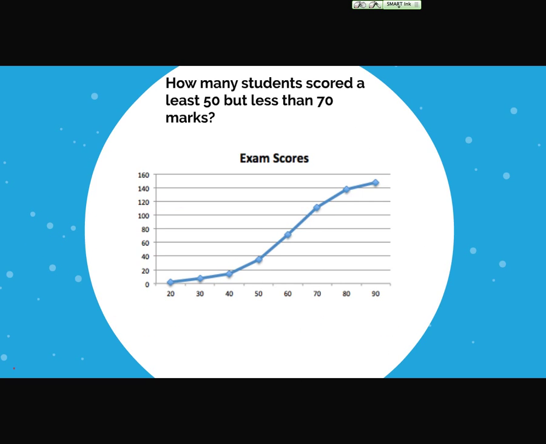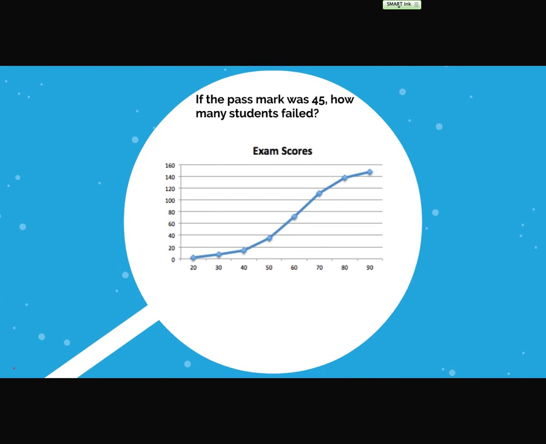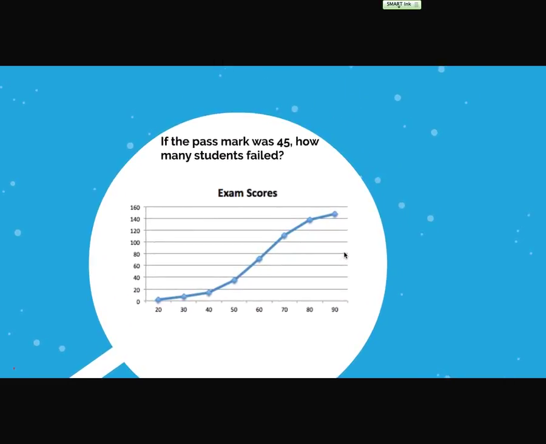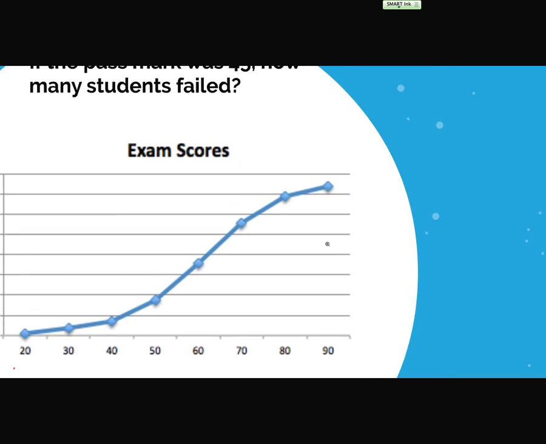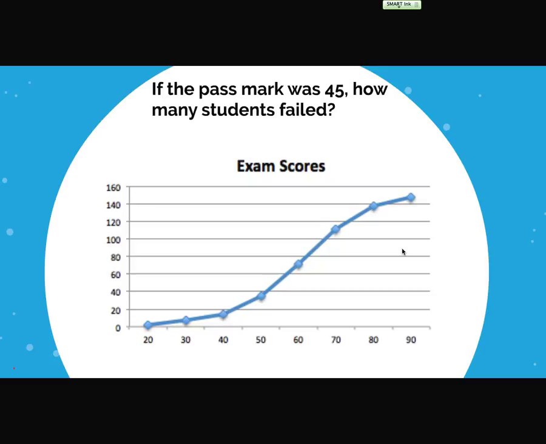So on this test, passing mark is 45. Sorry, I thought I could zoom in on there. Nope. So passing mark is 45. You got at least 45 right to pass this test. Probably curved or something. So we want to figure out, well, how many students got less than 45?